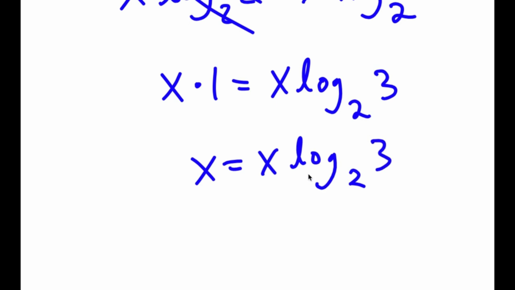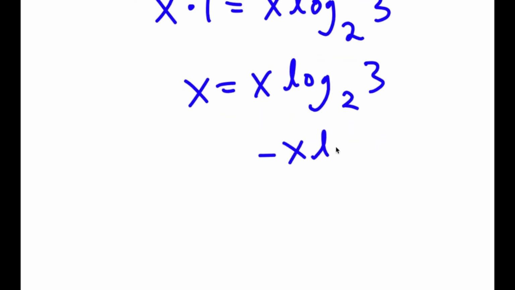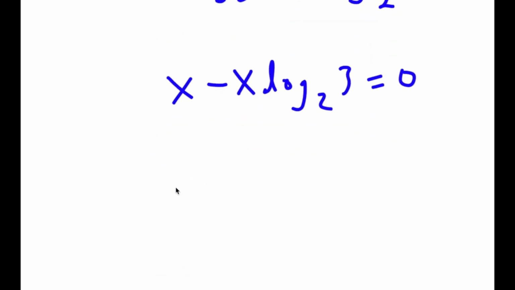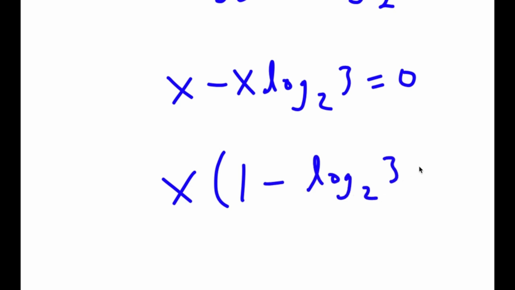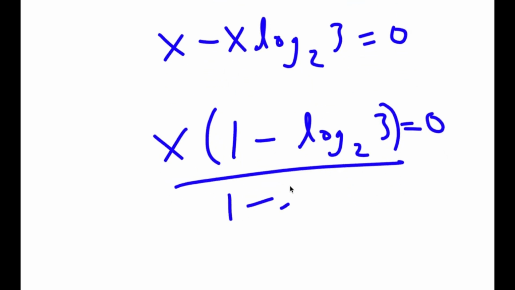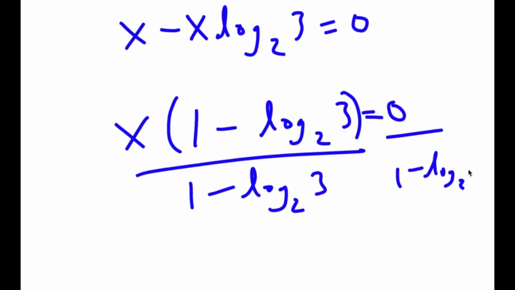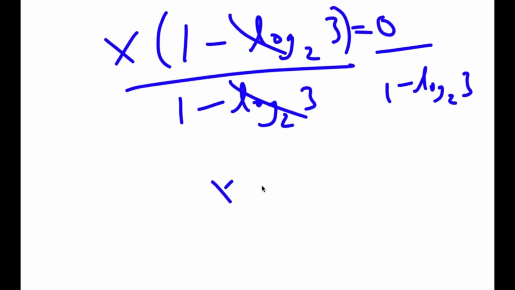Now, I'm going to subtract x log base 2 of 3 from both sides. So these two cancel out. I get x minus x times log base 2 of 3 is equal to 0. Now if I factor out x, I get x times 1 minus log base 2 of 3 is equal to 0. And if I divide both sides by 1 minus log base 2 of 3, these two cancel out, and I'm left with x is equal to 0.